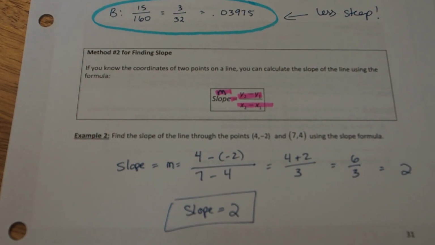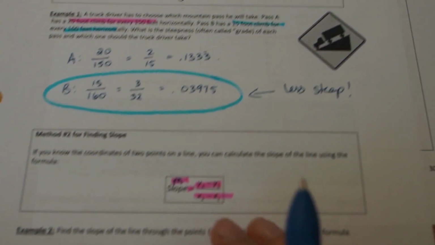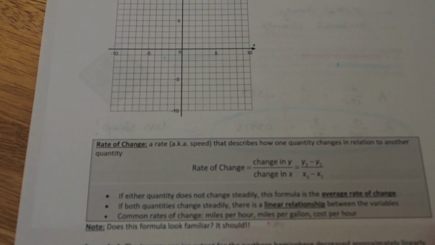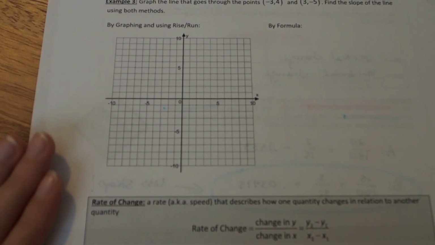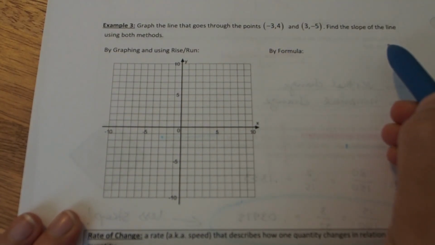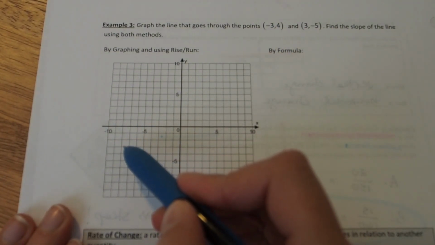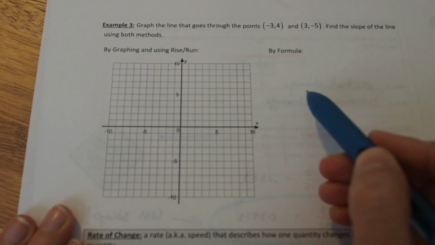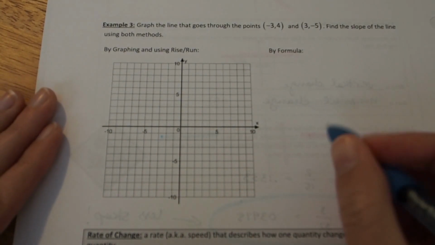Okay, let's go on to the next page. In example 3, I want to find the slope between these two ordered pairs by both methods, first graphing and using the rise over run, and then using the formula. So we're going to compare these two methods.